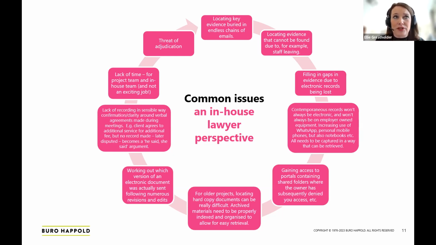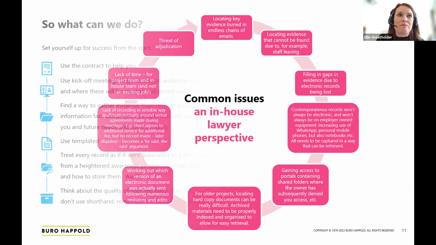And then the last point I've got on here, about the threat of adjudication, is, I guess, the piece that again makes all of this so important in our industry, where every party has the right to adjudicate at any time. It can come at you very quickly. The process is quick and dirty. You do need to be able to get your hands on the relevant documents really quickly. And I guess, as I say, that's the bit that keeps me up at night.